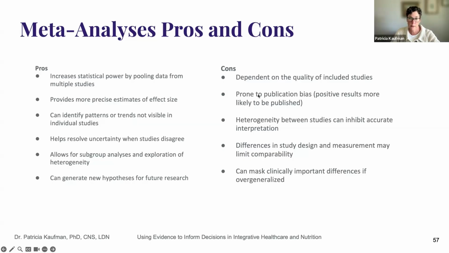Journals typically only like to publish studies that show positive results. The heterogeneity between the studies can inhibit accurate interpretation. So if that heterogeneity, which is I squared, is over 50%, that means the studies aren't very similar, so it's hard to interpret if the results are accurate. You can have differences in study design and measurement, which may limit you from doing that forest plot. And it can mask clinically important differences through overgeneralization. So sometimes it can overgeneralize things.